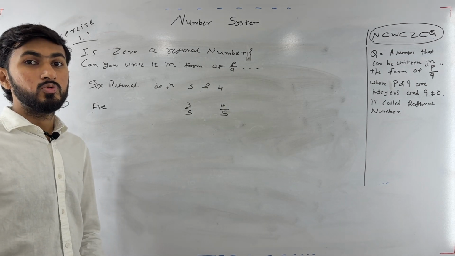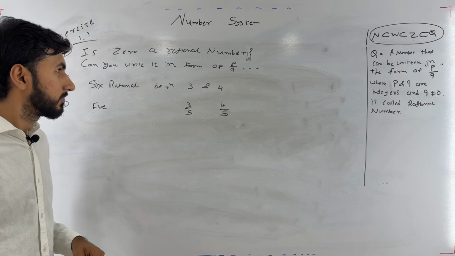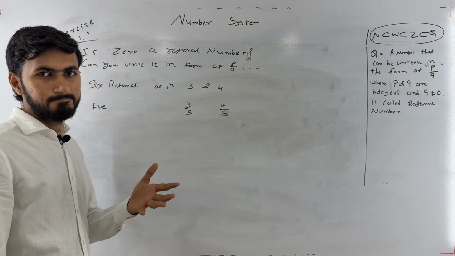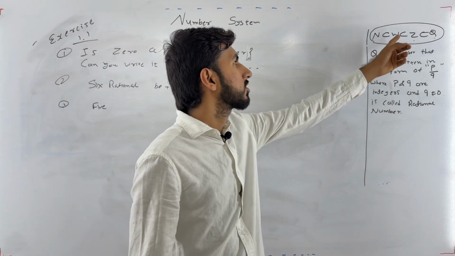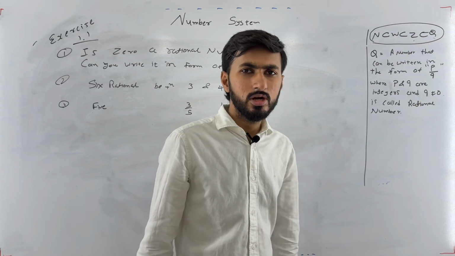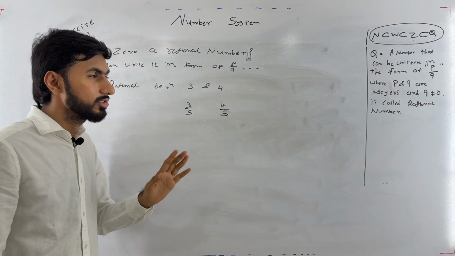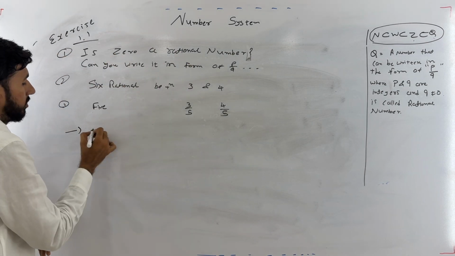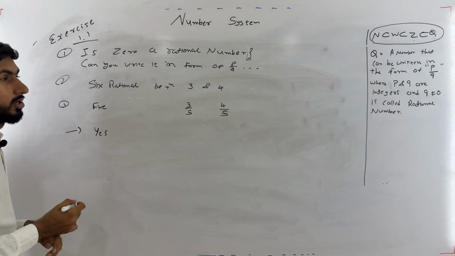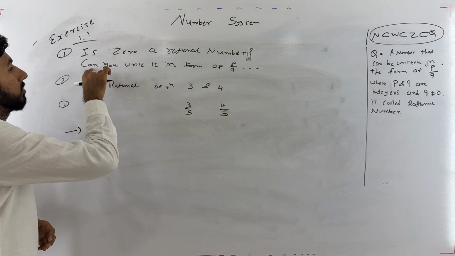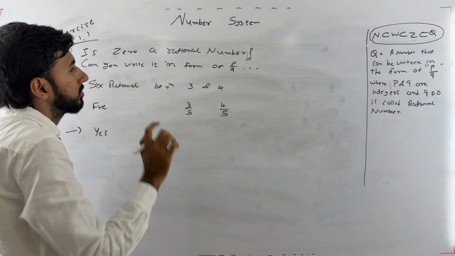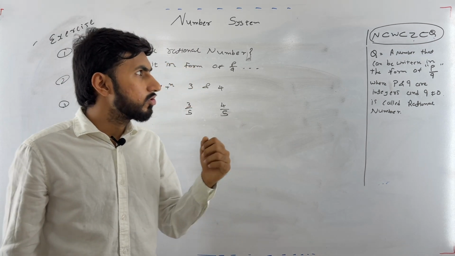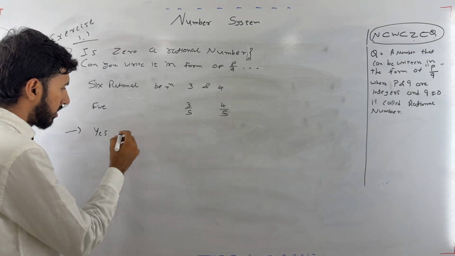Now it is time to solve exercise 1.1. Right? The first question is, is 0 a rational number? We all know that 0 comes under whole numbers and whole numbers come under rational numbers. So 0 is a rational number, right? So the answer to our first question is yes, 0 is a rational number. The next question is, can you write it in the form of p by q, where p and q are integers and q does not equal 0? Of course we can write it.